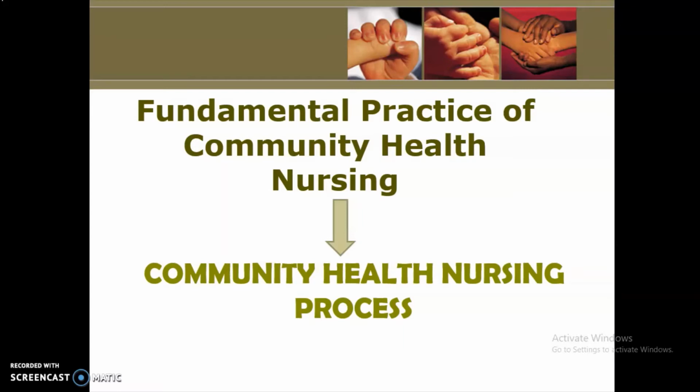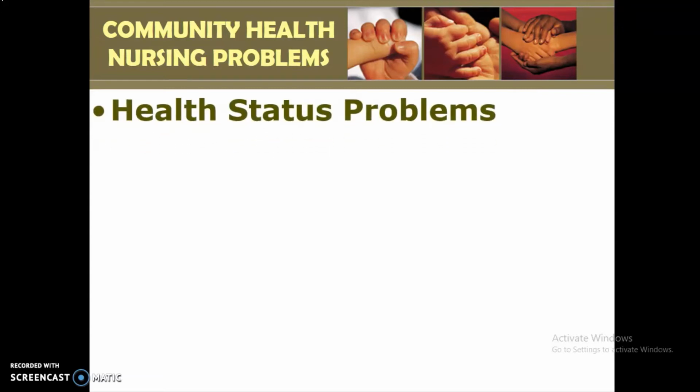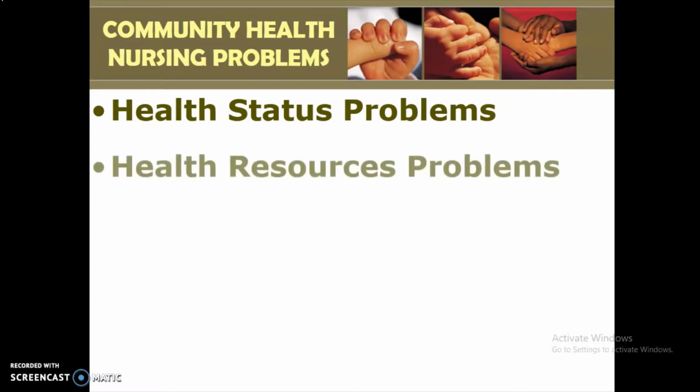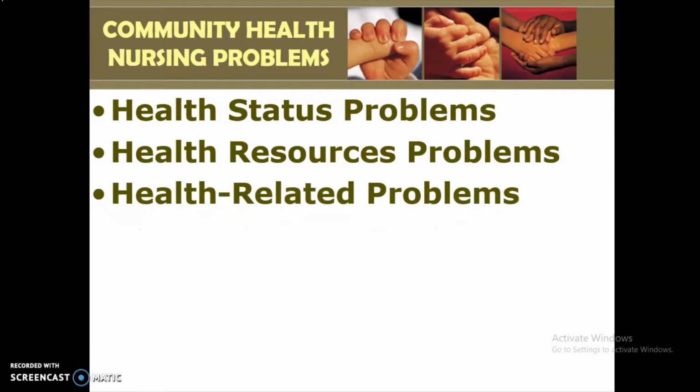When I talk about the nature of the problem in the community as part of the planning under your community health nursing process, there are three types of nature of nursing problems. Number one is your health status problem. Another one is your health resources problems, and another one is your health related problems. We are going to discuss each of these nursing problems, and we will try to relate this to the current situation of the Philippines right now, which is the current COVID-19 pandemic.